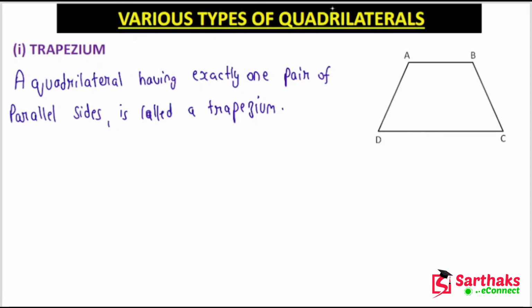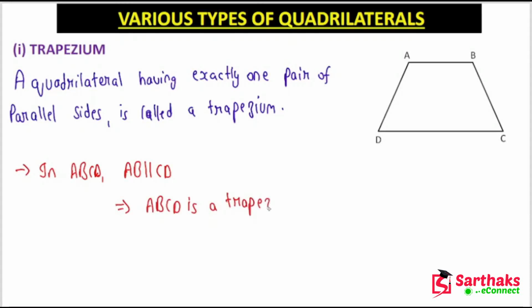So we can write, in ABCD, AB is parallel to CD, which implies that quadrilateral ABCD is a trapezium, right? So this is the first quadrilateral which we have to study, which is trapezium.